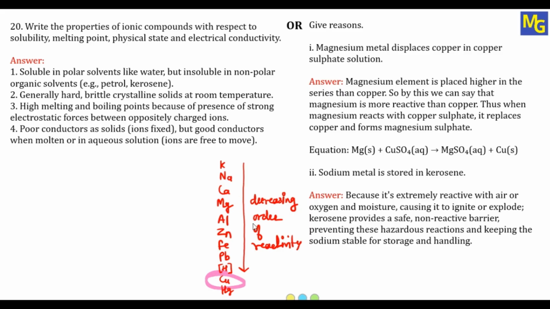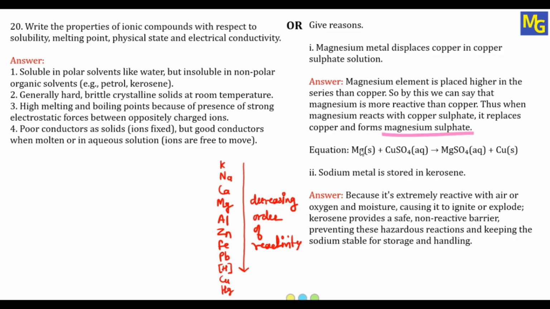If they are kept separately, then there will be no problem. But if these two come in contact with each other, then there will be a comparison between the reactivity. Whichever is more reactive will start reacting or replacing the other one. Therefore, I'll read it: magnesium is placed higher in the series than copper. So by this, we can say that magnesium is more reactive than copper. Thus, when magnesium reacts with copper sulfate, it replaces copper and forms magnesium sulfate.